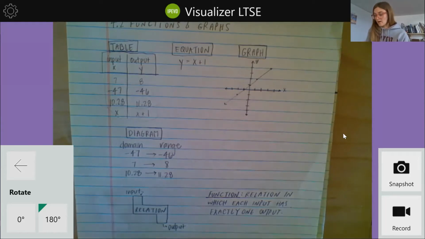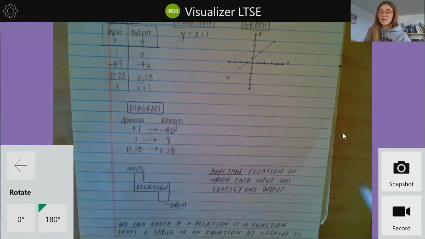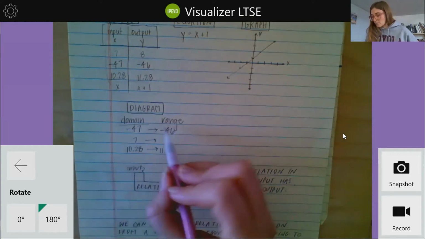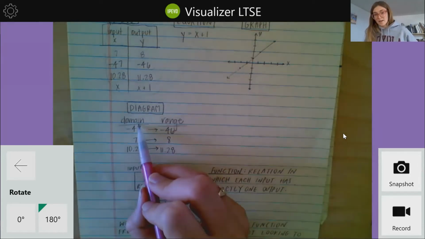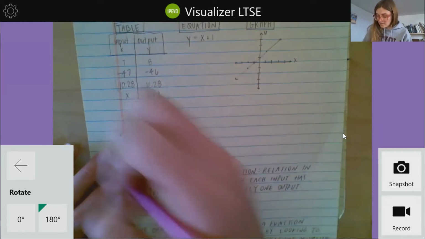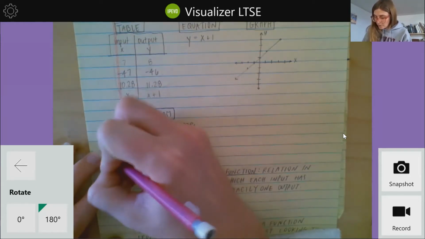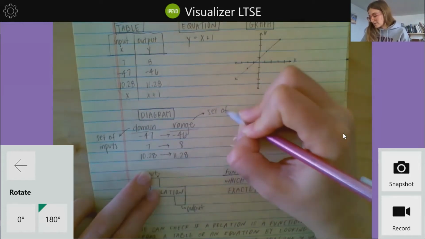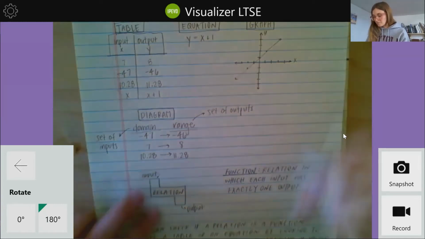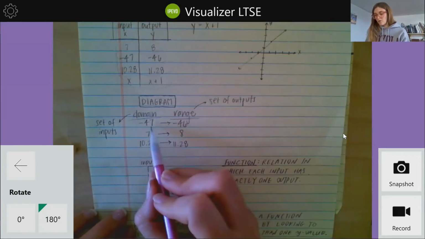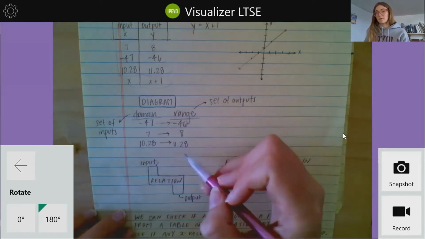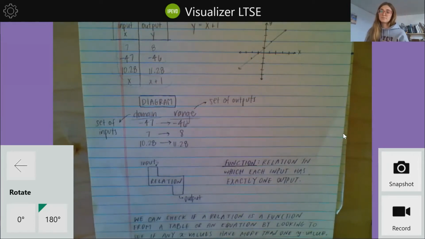The 4th way of denoting a relationship is what we were looking at yesterday. And these are diagrams where we show our domain and our range. Again, the domain is our set of inputs. And our range is our set of outputs. And this diagram just shows how the different members of the domain will map to the different members of the range, the different elements. Okay?